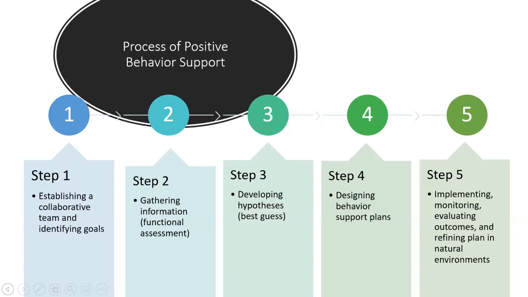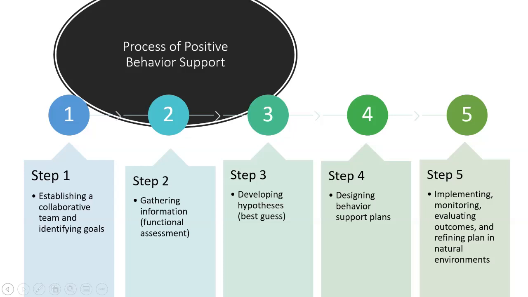Let's look again at our 5 steps of implementing positive behavior supports. Step 1, establishing a collaborative team and identifying goals. The team should be comprised of those who are significant in the child's life and know the child. And the goal should be a measurable, obtainable goal. So for example, if we have a child who's tantruming 3 times a day and it's very intense, we might make the goal that the child only tantrums twice a day and the intensity is lowered.